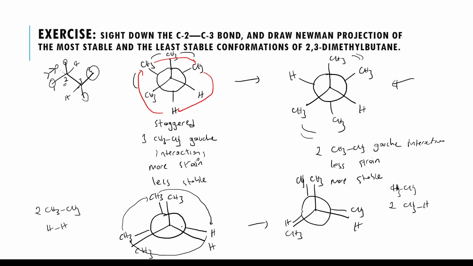And we know that when bulkier groups are back to back or eclipsing each other, they cause more strain. So this one has more energy, more strain, and it is less stable. The other one has less strain with respect to the other eclipsed conformer, so it should be the more stable eclipsed one. So this conformer is the least stable eclipsed conformer.